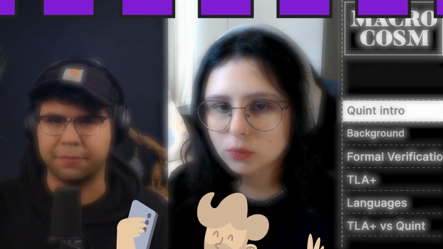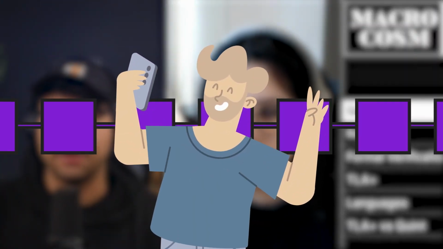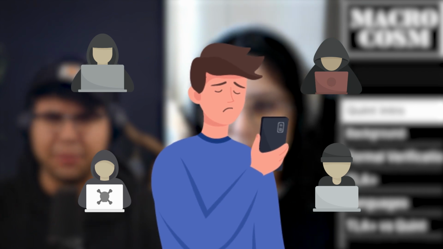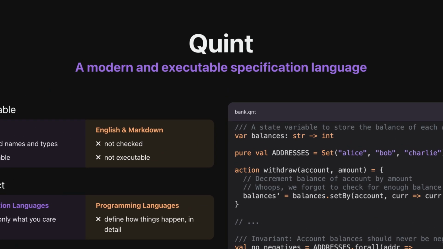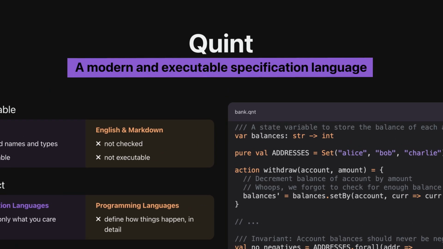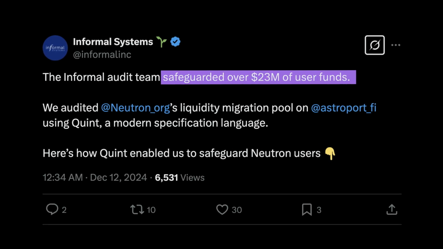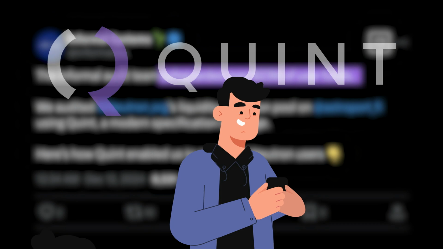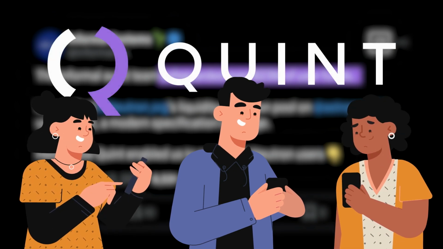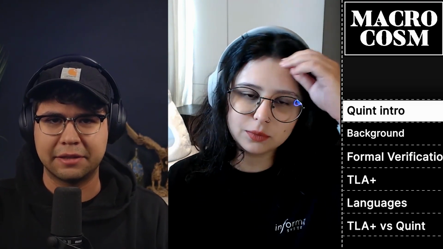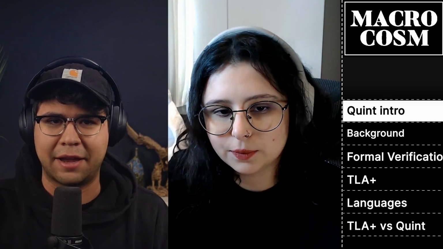So users have their funds on chain in DeFi, and you have these big hacks which take millions of dollars away from these users. And Quint is a formal specification language which recently safeguarded $23 million in user funds. So using Quint, you're able to make sure that these potential hacks are mitigated. And so I guess please talk about a quick intro about what is Quint, what is formal specification, and then we'll talk about this more in depth.